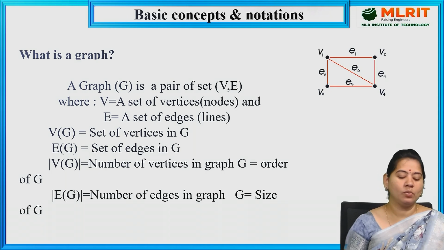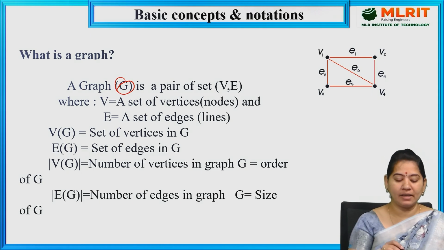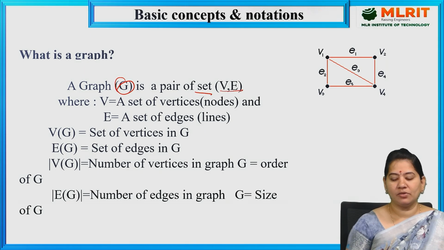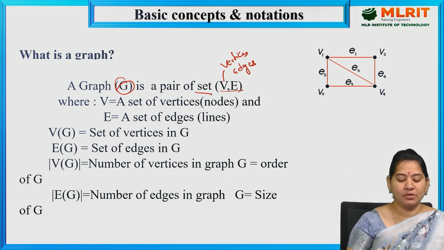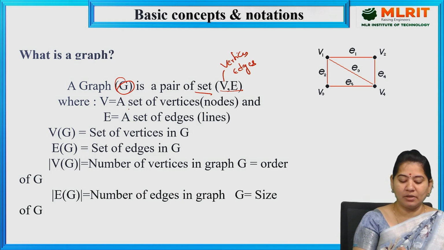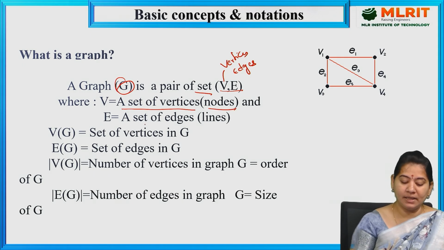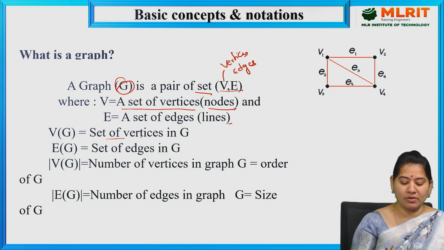First, let us see what a graph is. A graph, capital G, is a pair of sets V, E, where V is the set of vertices and E is the set of edges. The other name for vertices is nodes, and the other name for edges is lines. V of G means the set of vertices in G, and E of G means the set of edges in G.